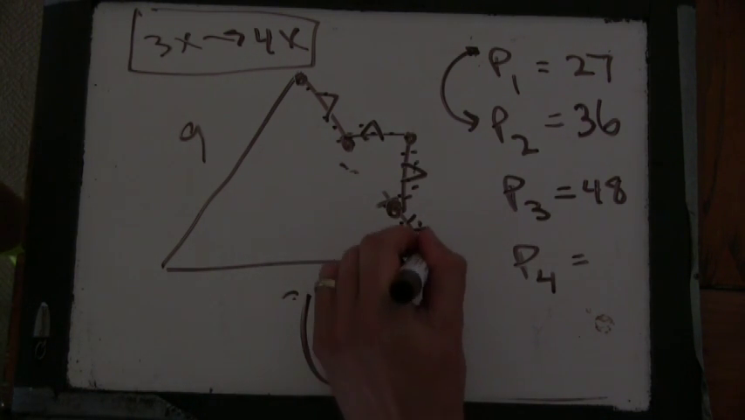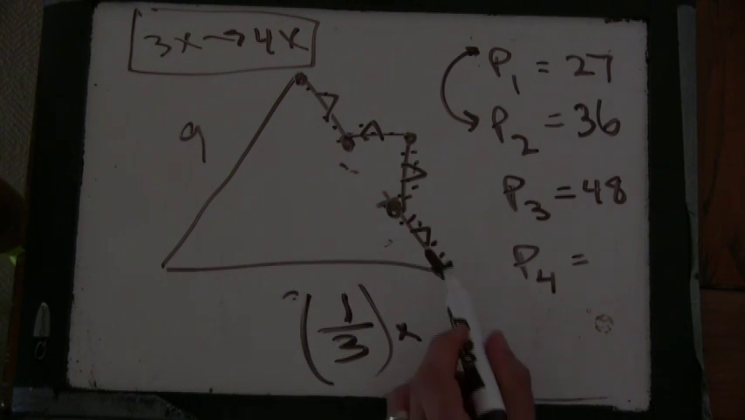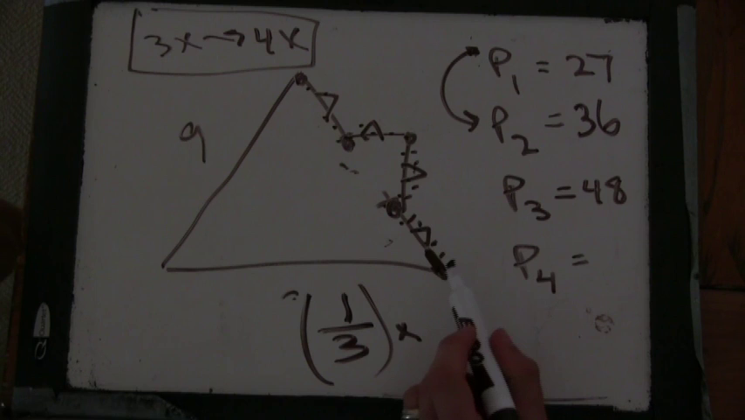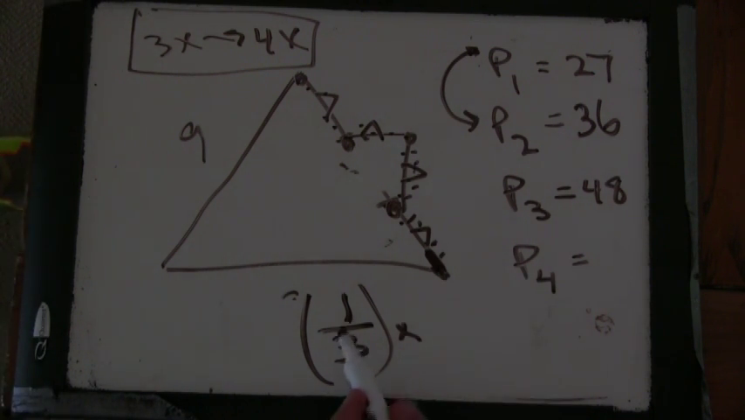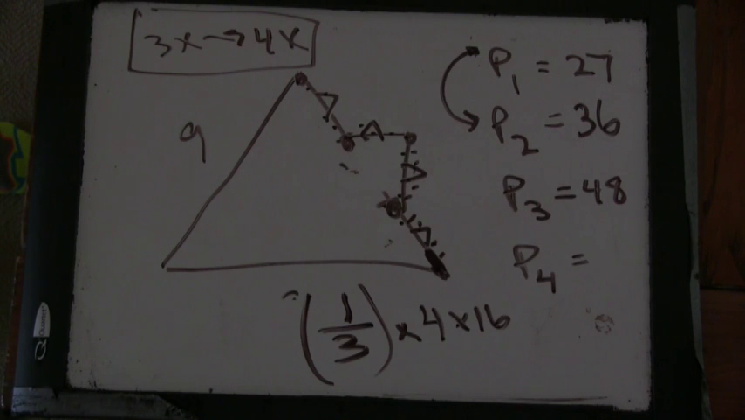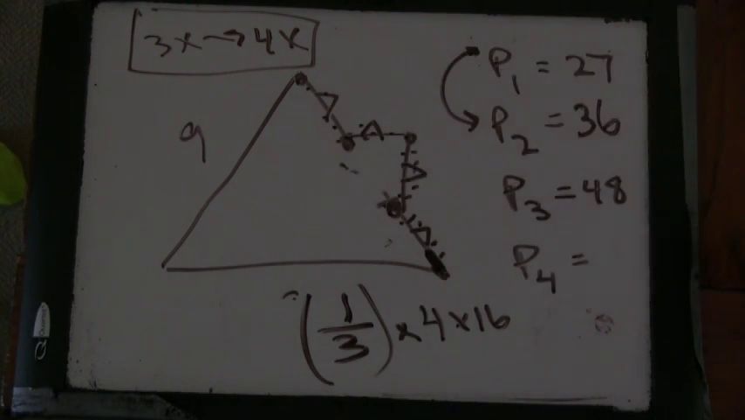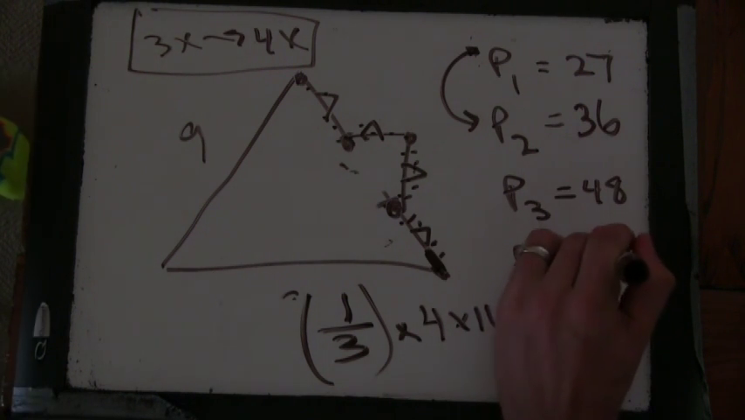So these lengths here get divided into how many pieces? 4. They could divide it into 3 pieces, but they turn into 4 pieces. So it's 1/3 times 4 times 16. So that's going to be 64 times a third, and that's just this one side. So that'll be 64. Yeah. Good job.